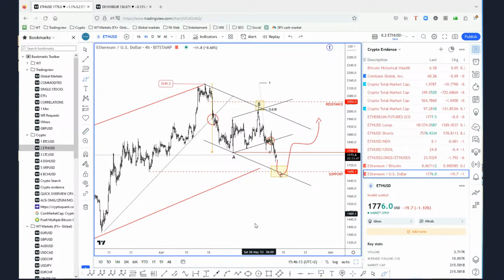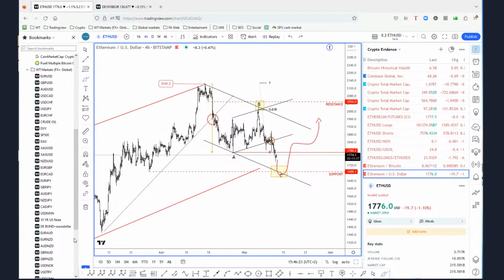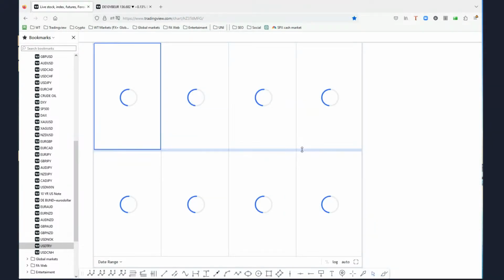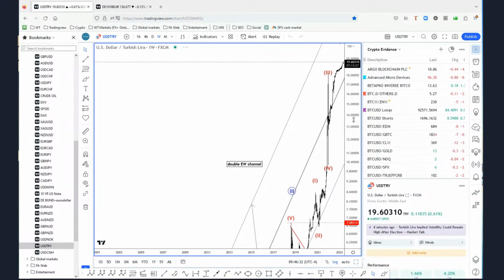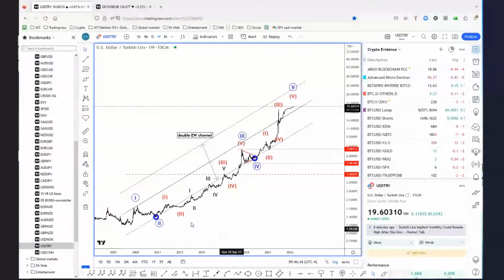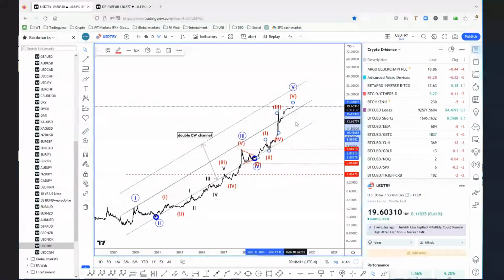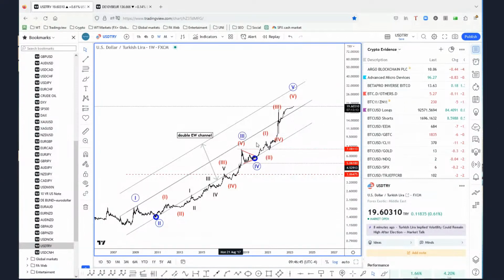Now, finally, someone asked for dollar versus Turkish lira. We're not tracking this one so regularly lately, but still, you are in a very strong bull run. Inflation is a big problem, as you know, in Turkey, and it looks like this may not end anytime soon. Even if we are looking at the fifth wave, you never know how far this can extend.